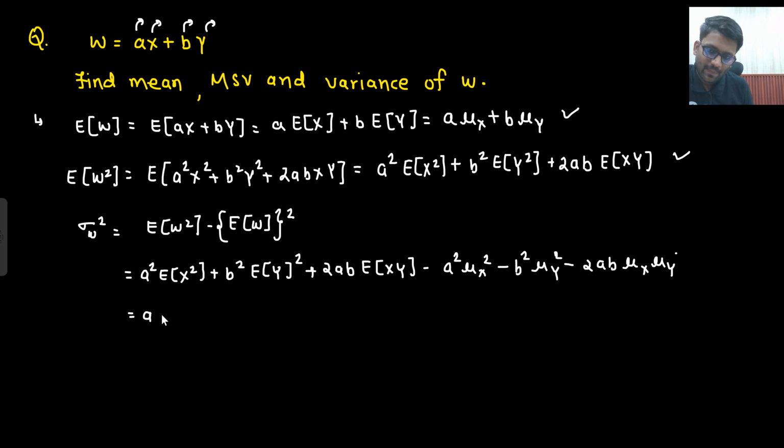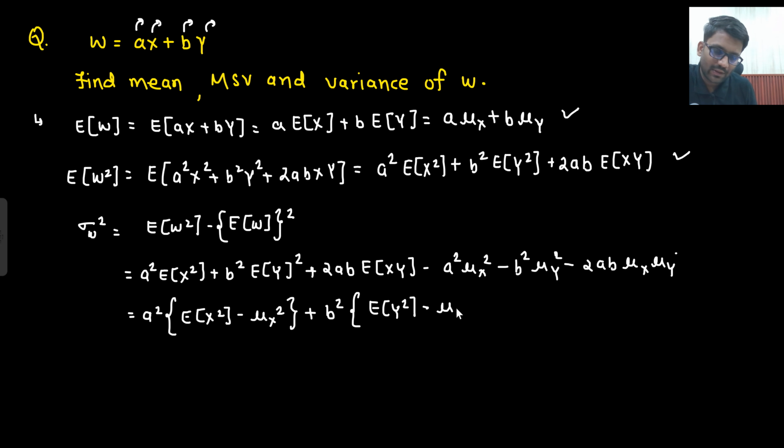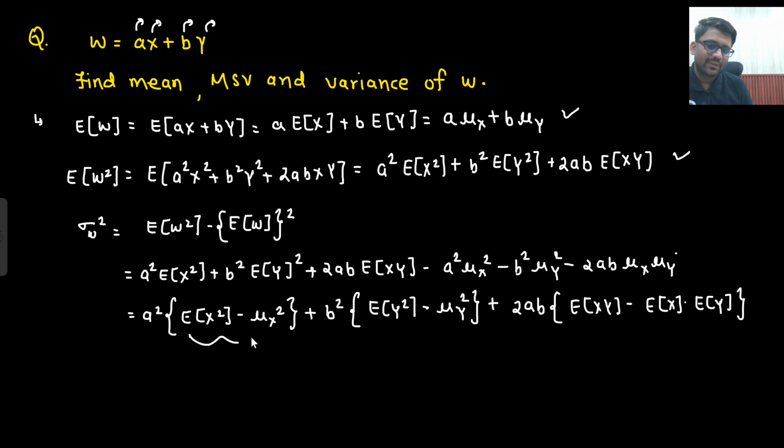So what are you getting? A square expectation of X square minus mu X square, plus B square expectation of Y square minus mu Y square, plus 2AB expectation of XY minus mu X mu Y, which could be written as expectation of X into expectation of Y. Do you recognize this particular thing? Expectation of X square minus expectation of X whole square.